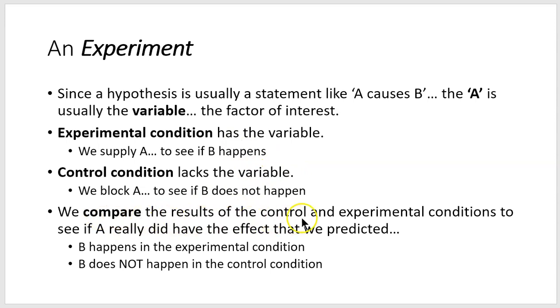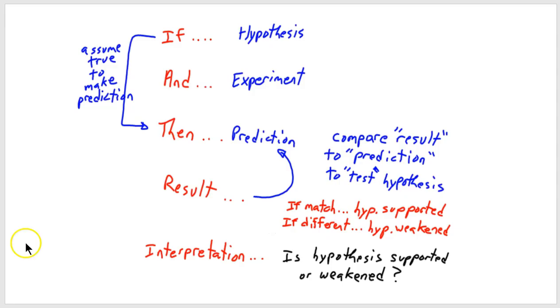Then we compare the results of the control and experimental conditions to see if A really did have the effect that we predicted. And again, B should happen in the experimental condition and B should not happen in the control condition. In addition, in this lesson, we introduced our thinking format. It helps us keep track of what we're doing when we're doing scientific experiments. So we have: if is the hypothesis, and is the experiment, then is the prediction. We always make that prediction assuming the hypothesis is true and mindful of this particular experiment.